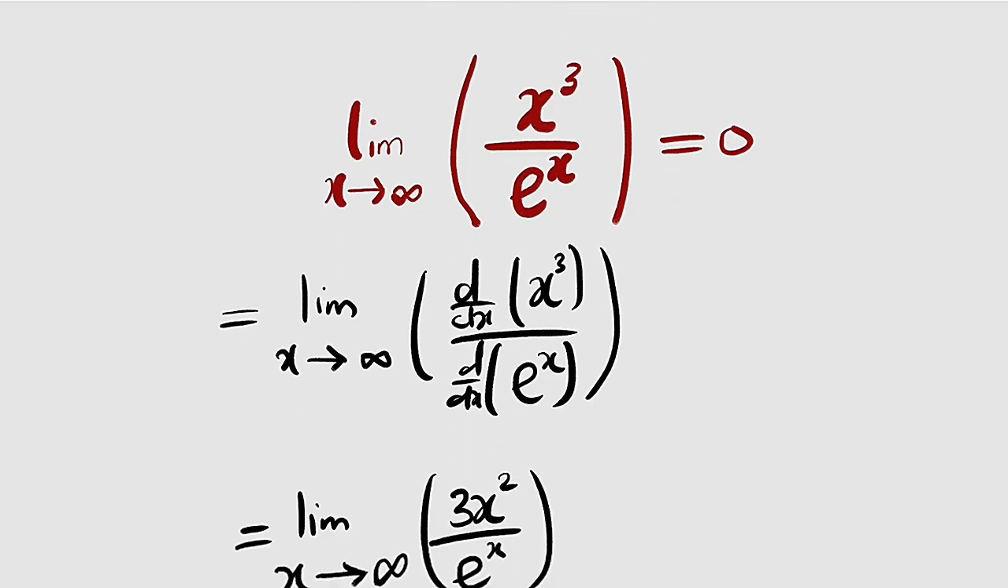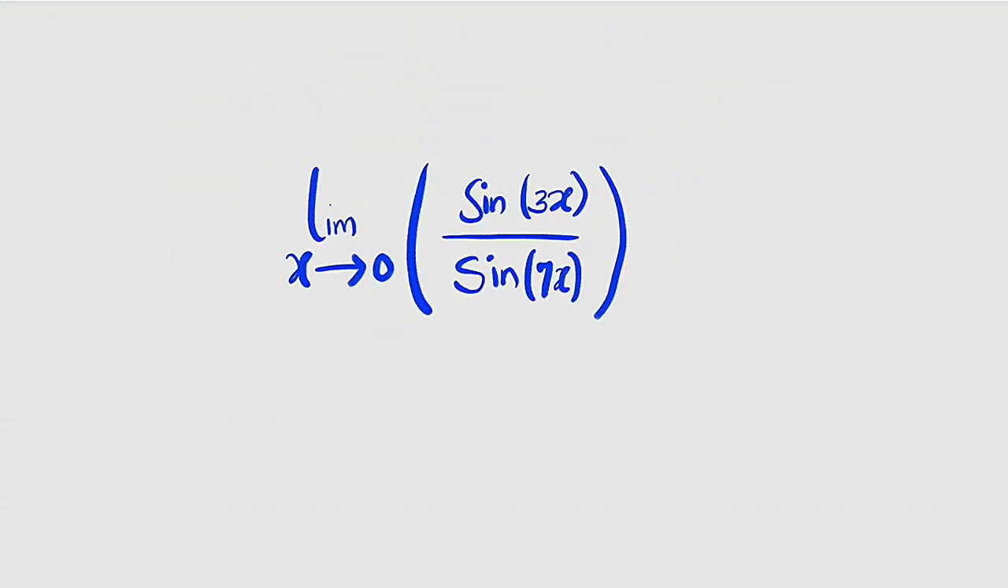Let us take the second problem. All right, here is the second problem. We have the limit as x approaches 0 of the function sine of 3x divided by sine of 7x. If you substitute 0, you're going to obtain sine of 3 times 0, which is the same thing as sine 0, divided by sine 0. Remember that sine 0 is equal to 0. So this will give us 0 divided by 0, which is indeterminate. So therefore, we are going to differentiate the top and the bottom separately.